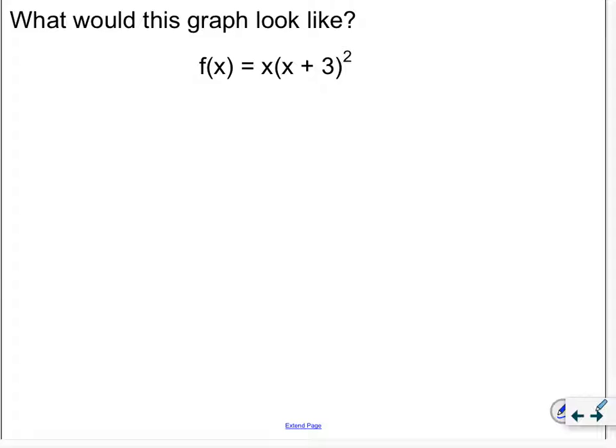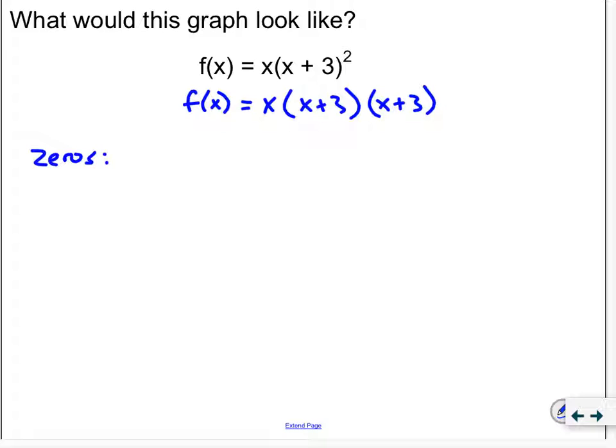So take a look at this function for a minute. It's the function x times the square of x plus 3. Interesting. I'm going to rewrite that for a minute, because the square of x plus 3 means I have two x plus 3s. That's what our function looks like. So then our zeros of the graph, remember the zeros are when each factor equals 0. So one of them is at x equals 0. One of them is at x equals -3. And the other one is at the same value, x equals -3. So notice that x equals -3 occurs twice.